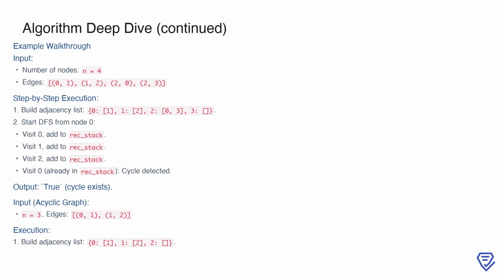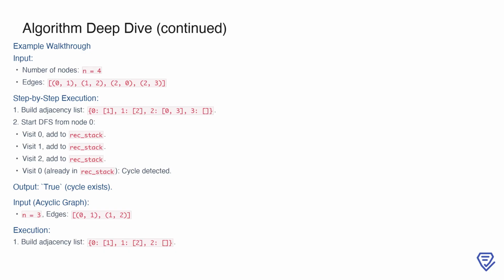To better understand the algorithm, let's walk through an example. Suppose we have 4 nodes and the edges 0→1, 1→2, 2→0, 2→3. First, we build the adjacency list, which results in the structure 0: [1], 1: [2], 2: [0, 3], 3: [].